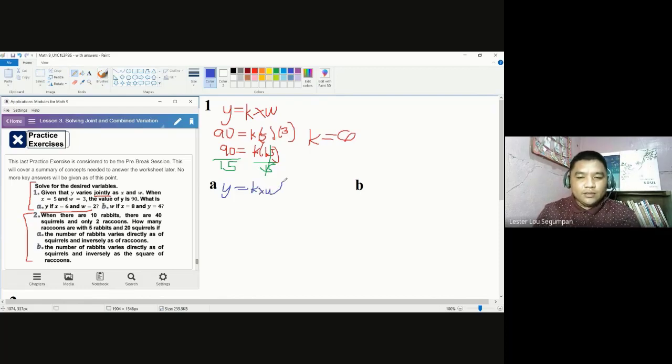So we have Y, and substitute here the value for K, which is 6. X is also 6 and W is actually 2. So the value for Y for letter A is 6 times 6 is 36, times 2. So the answer here is 72. This is the result after using the value of K we have solved earlier.